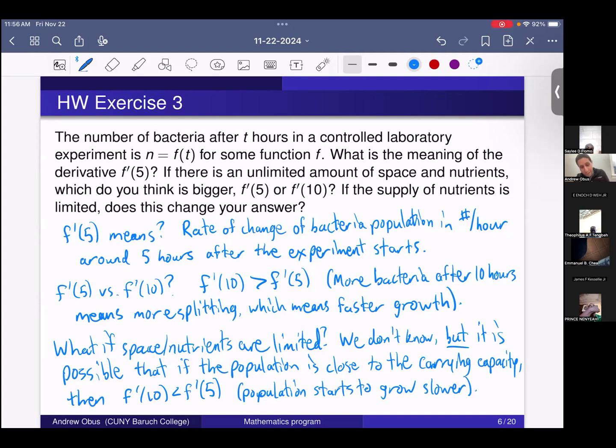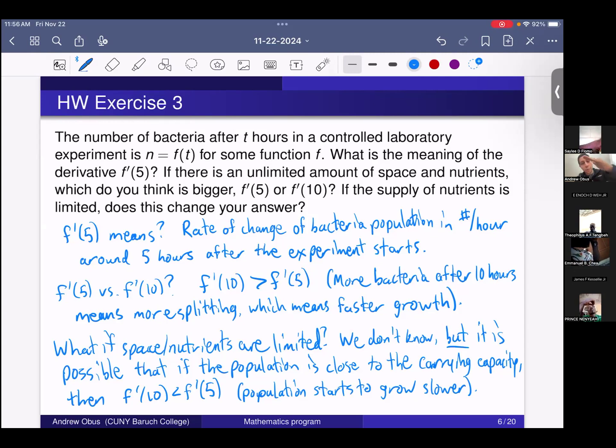I haven't told you what bacteria they are. I haven't told you how much food. There's a lot more information you need to be able to get a definite answer to this question. But just in terms of the basic concepts, the idea is, well, if you're getting close to the carrying capacity, then the rate of increase is going to start to level off. Maybe the bacteria reach some equilibrium with their size.